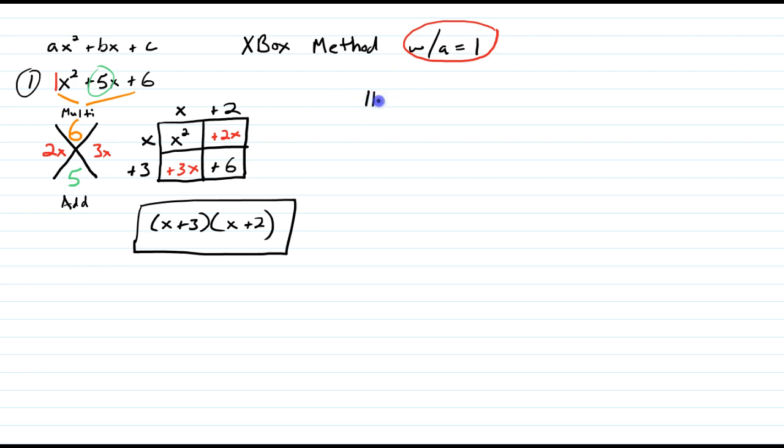So let's try 1b on our own. So try x squared minus 9x plus 20. Draw your x. Draw your box.